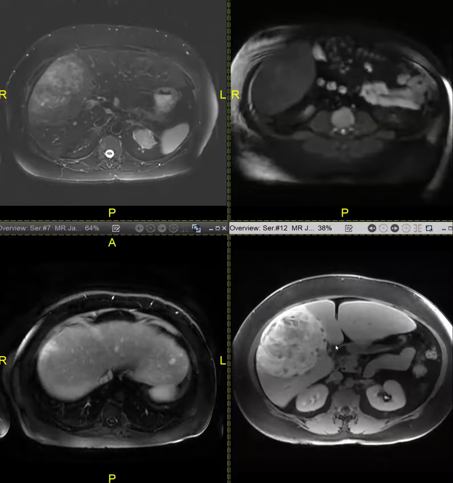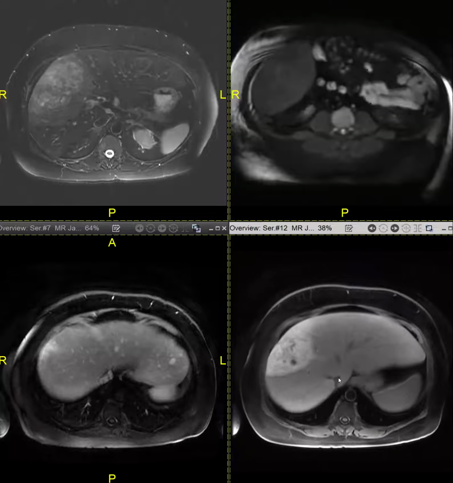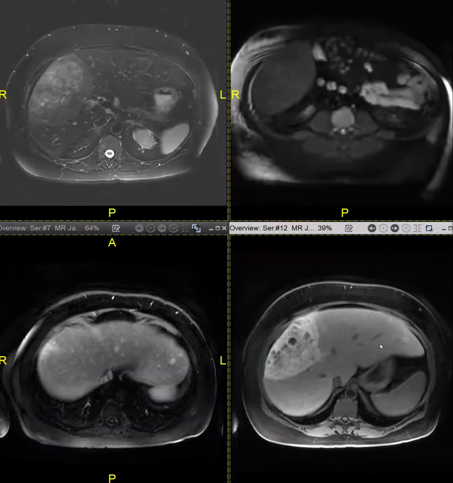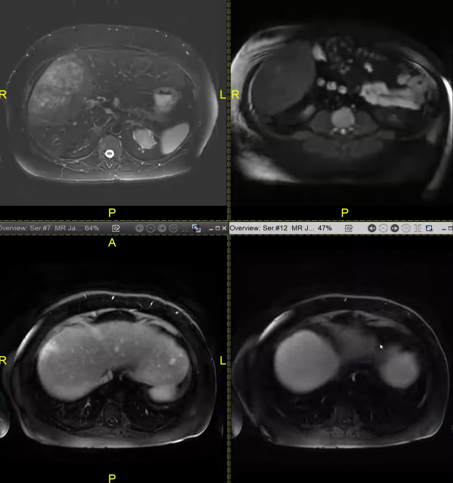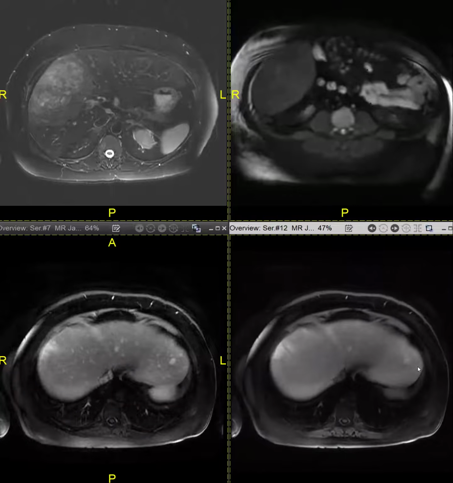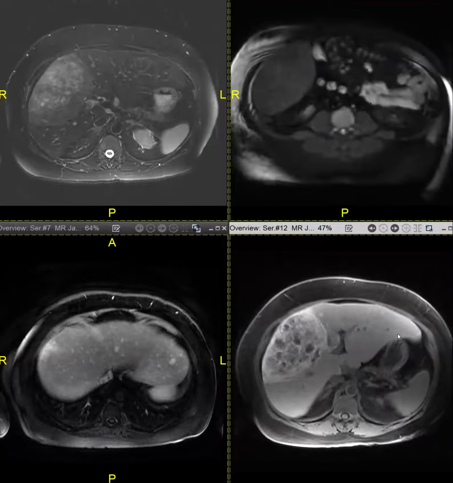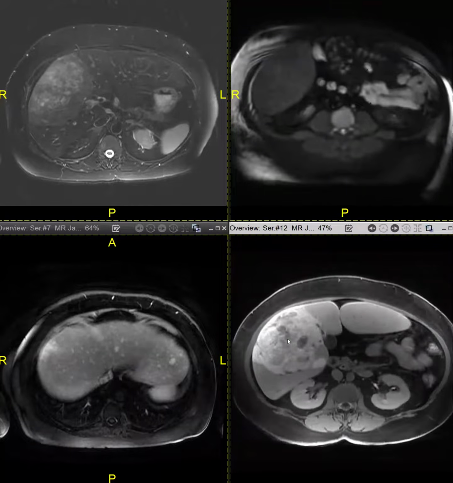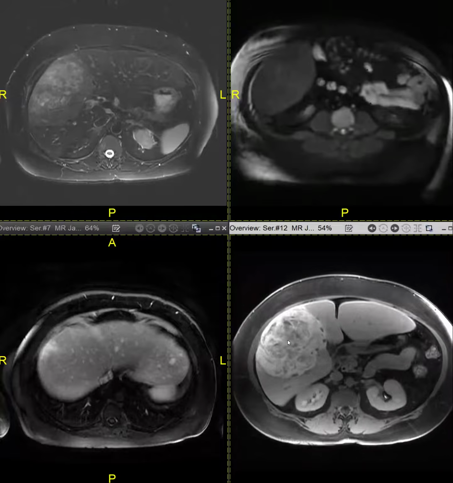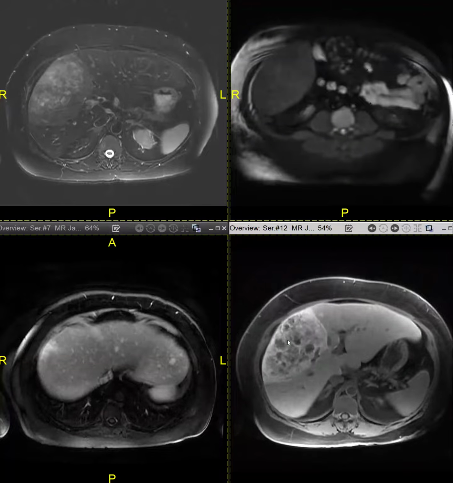And this is the hepatobiliary phase. You can see that the liver is not as bright as we usually see in a young, healthy liver because it's so fatty. But you can see most of the lesions retain Eovist, and the background of this lesion also retains Eovist. So what do you have to think?